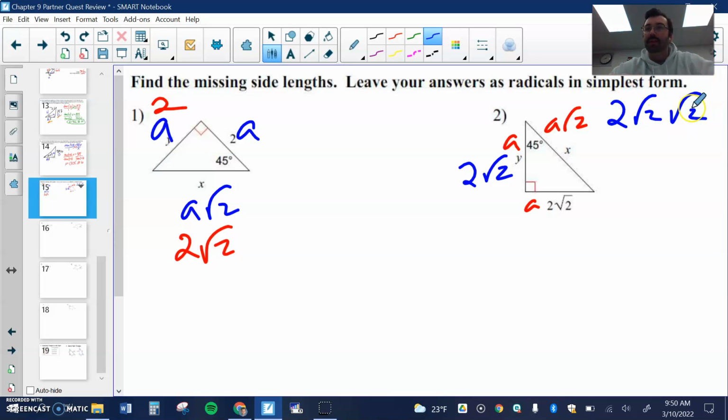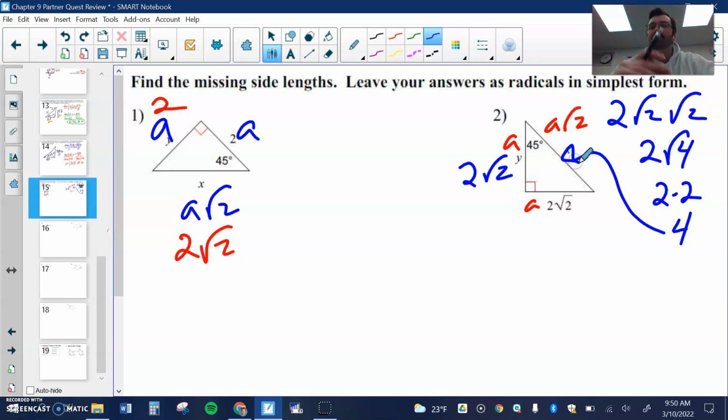Okay, well, that means I can multiply root 2 times root 2 to get 2 root 4. Well, what is the square root of 4? The square root of 4 is 2. So it ends up being 2 times 2, which is 4. So again, I'm going to talk through that one more time.